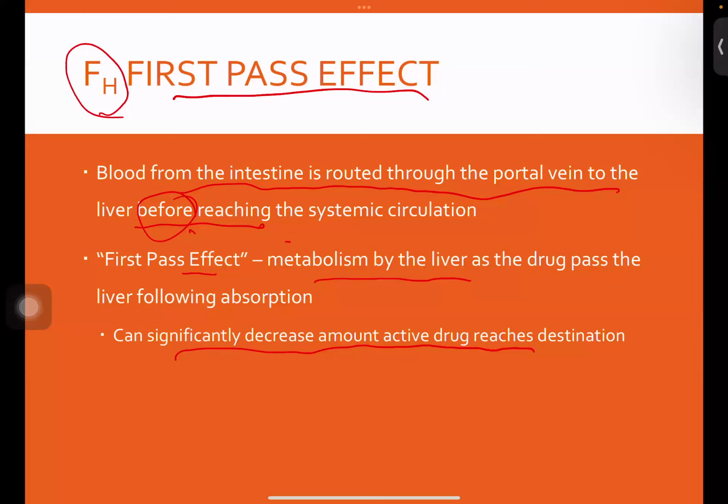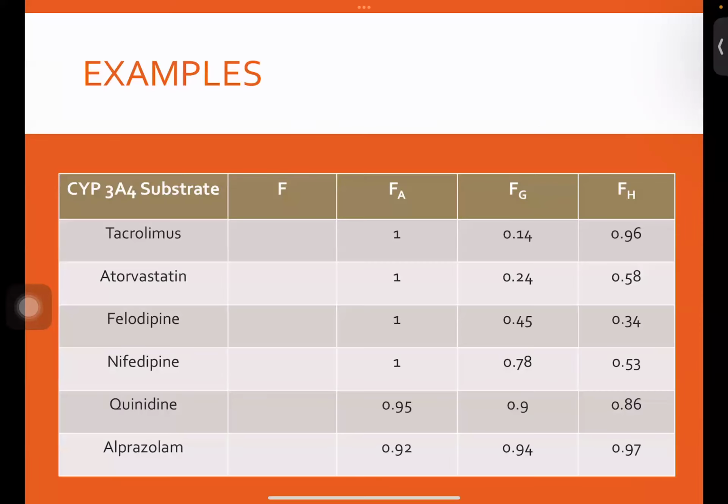All right. So you have an idea of what the first pass effect is. I think we've done that. So here are some examples. Tacrolimus, does anybody know what that drug is? It's an anti-rejection drug that we use when we have transplants. The fraction that makes it through to be absorbed is 100%. 100% of it makes it to be absorbed.